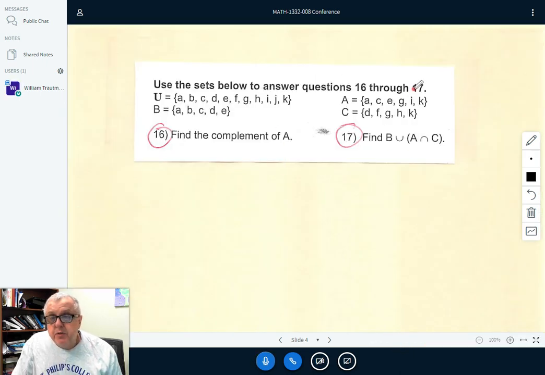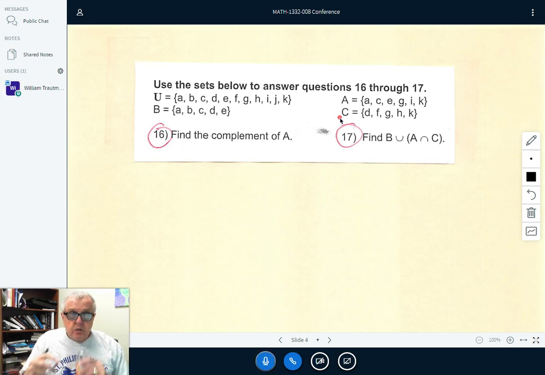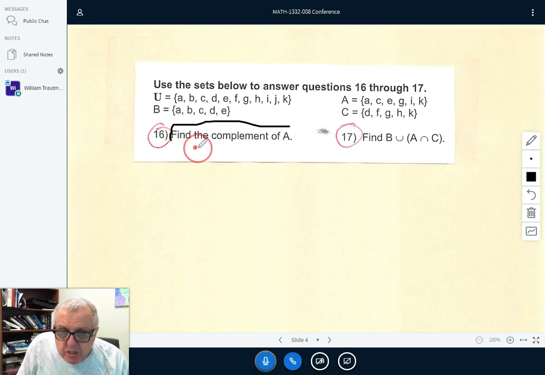Use the sets below to answer questions 16 and 17. So once again, these are 2 separate questions on the test, since we have 2 separate questions here. Find the complement of A. A is pretty much everything opposite that's in A. Here's A. This is my universal set.